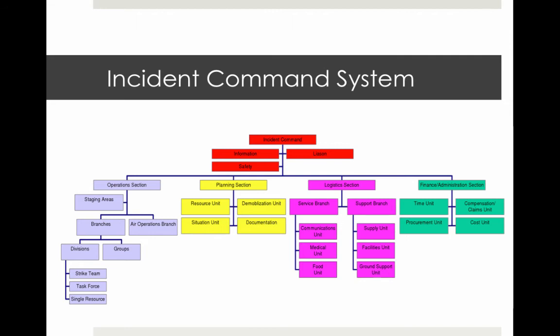So again, while you don't need to memorize this whole thing, it is essential that you know the main positions, known as command and general staff. In typical fashion, of course, the short way to reference those positions is C and G staff. The C and G staff include incident commander, operations section chief, planning section chief or plans section chief, the logistics section chief, and the finance and administration section chief.